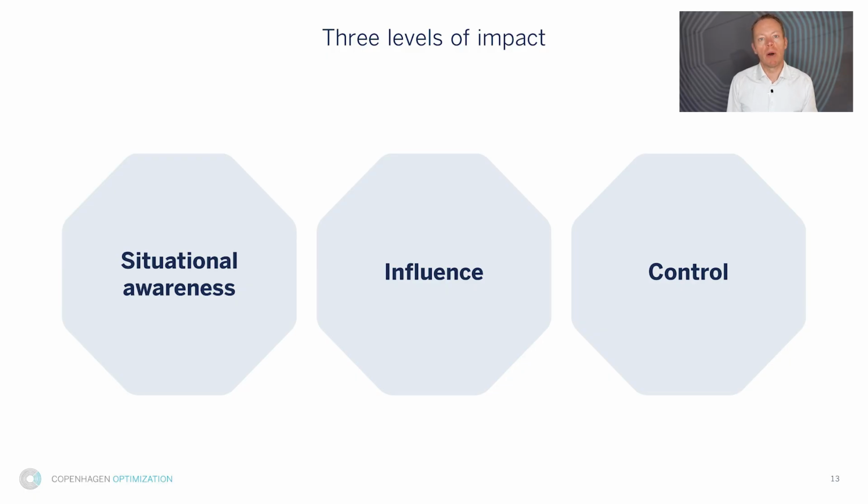But to us, it's really about understanding it across these 3 dimensions. So one is situational awareness. Do you understand what's happening? Number 2 is influence. What can you do to actually make this happen? And then number 3 is control. So again, for certain areas, you may only be able to understand what's happening.